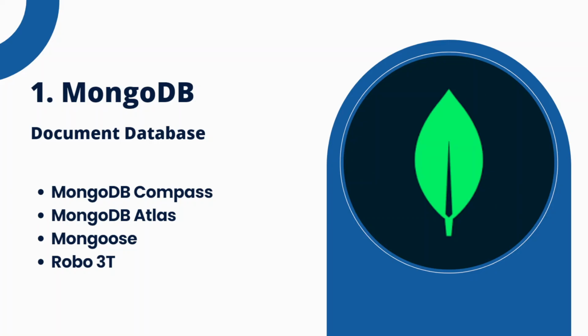The next is Mongoose. It is an object document mapper, an ODM, which enables developers to work with MongoDB in an object-oriented way using JavaScript. It provides schema validation, middleware hooks, and other features to streamline MongoDB development. The last but not the least is Robo 3T, an open source GUI for MongoDB. It provides similar functionality to MongoDB Compass, allowing users to interact with MongoDB databases through a good interface.